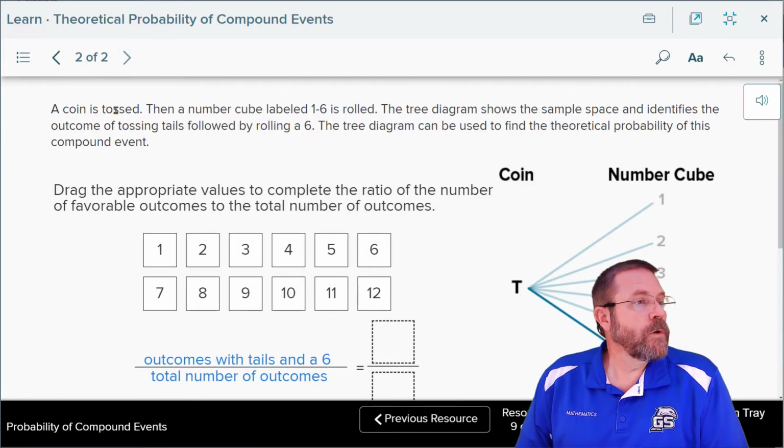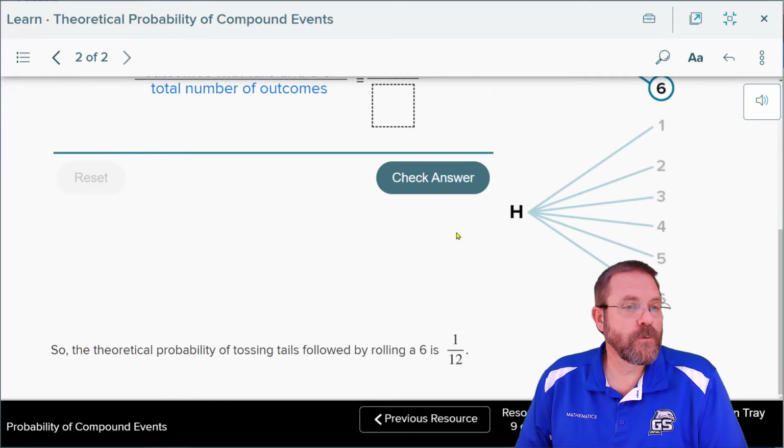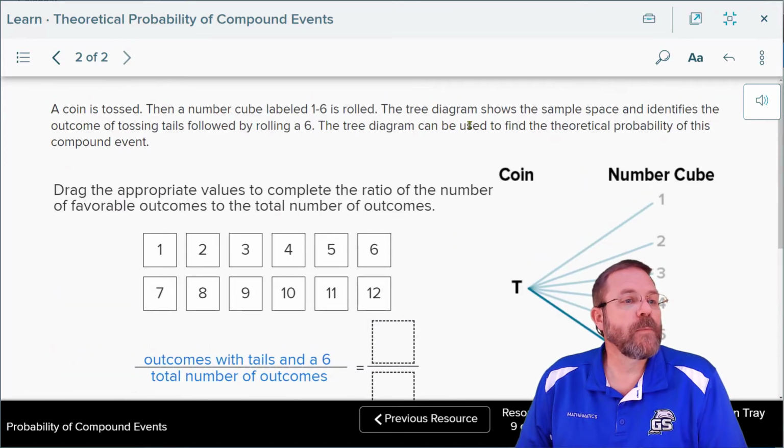A coin is tossed, and then a number cube labeled 1 through 6 is rolled. The tree diagram shows the sample space and identifies the outcome of tossing a tails followed by rolling a 6. A tree diagram can be used to find the theoretical probability of this compound event. So we're going to drag the appropriate values to complete the ratio of the number of favorable outcomes to the total number of outcomes.